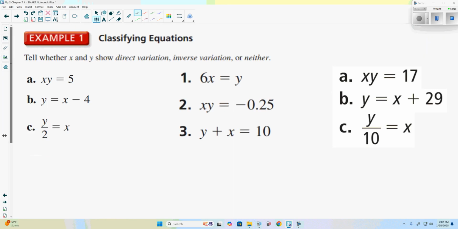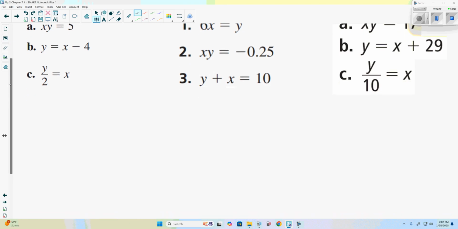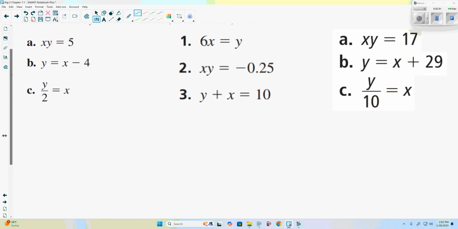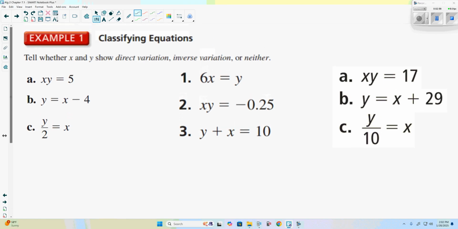All right. First thing we're going to do, tell whether it's direct variation, inverse variation, or neither. So if we look at the first one, x times y equals 5. Inverse. Because we're mainly going to look at the general forms and see which one it is. The other way is just to get the y value by itself and see how it relates. If we got y by itself, we would divide both sides by x, telling us y is equal to 5 over x, or a over x, which would be inverse.